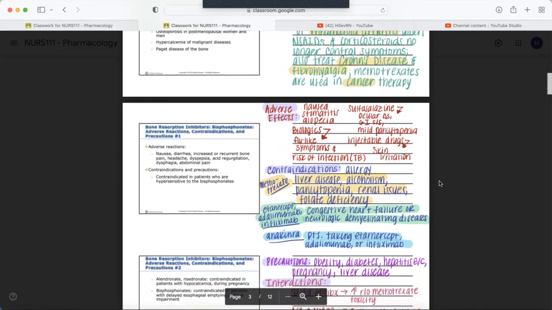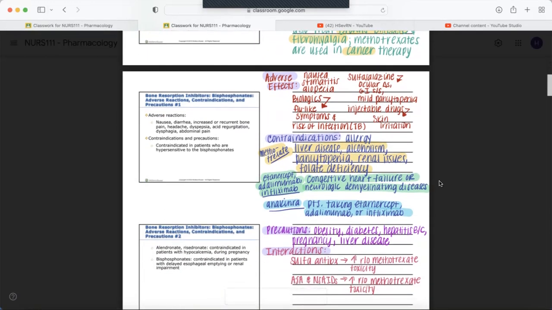Adverse effects of DMARDs. DMARDs can cause nausea. They can cause inflammation, irritation, dryness of the mouth, stomatitis. They can cause hair loss, alopecia, right? Sulfasalazine can cause changes in the eyeballs and the ability to see, ocular changes, right? It also can cause GI signs and symptoms, maybe some mild pancytopenia. Injectable drugs can cause some skin irritation, specifically at the injection site.